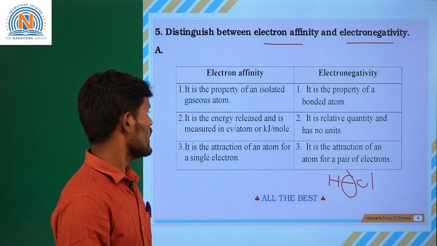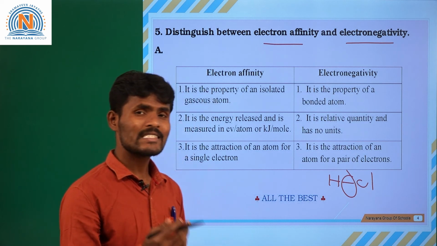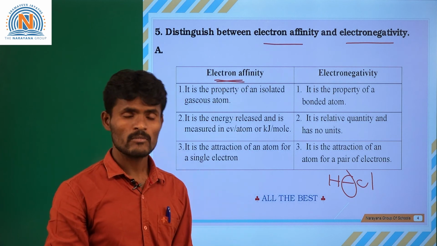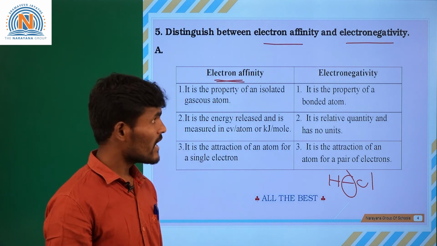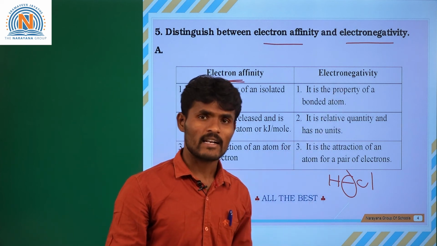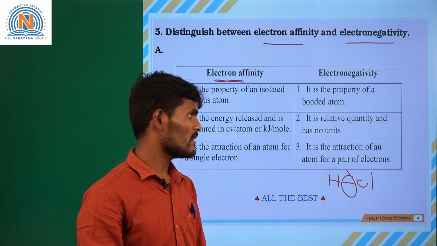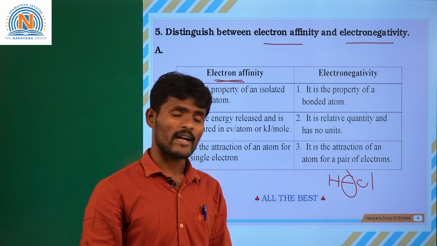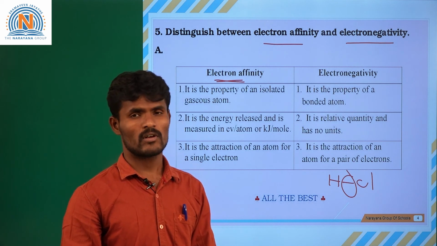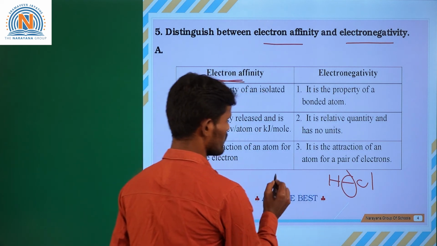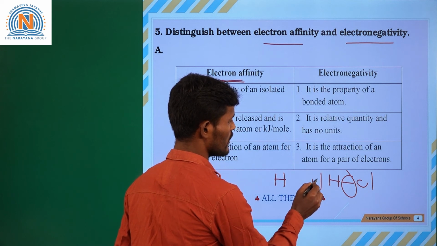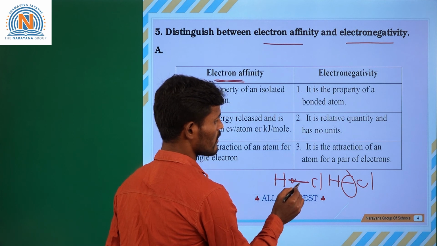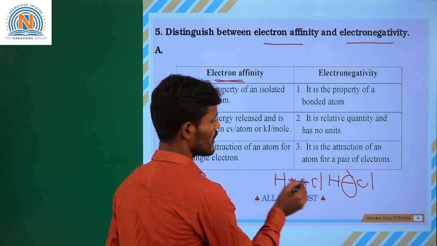Next, electron affinity is the attraction of an atom for a single electron, whereas electronegativity is the attraction of an atom for a pair of electrons. See here, in hydrogen chloride, between hydrogen and chlorine one covalent bond is there. This one covalent bond indicates two electrons, a pair of electrons.